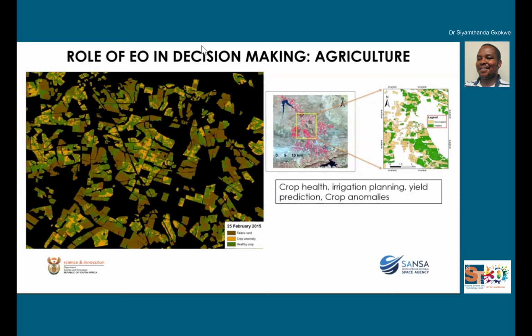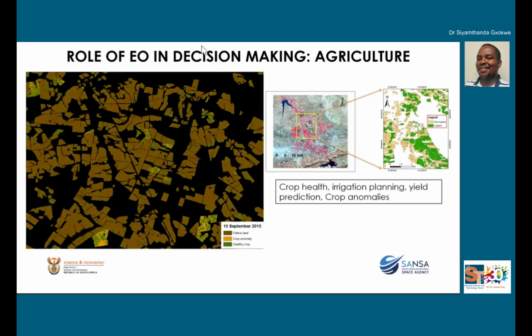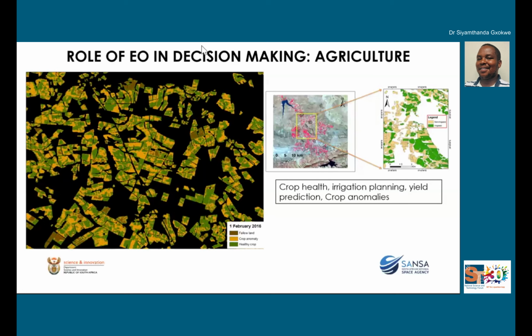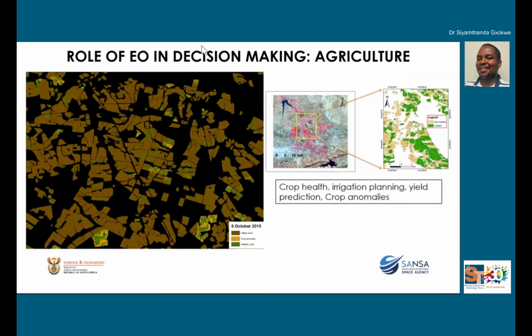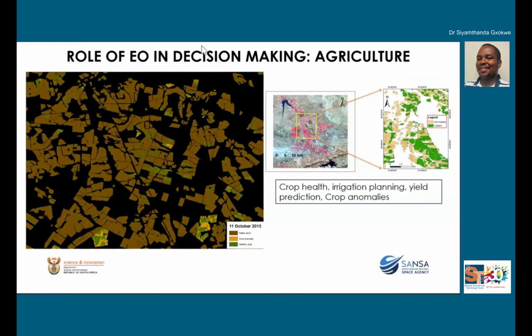Because we know that if there are certain anomalies, then that threatens our food security. As a result, if we are able to pick it up early, then it becomes easier for us to target the interventions and to know exactly where we can put in the interventions. So these are some of the tools that we have.